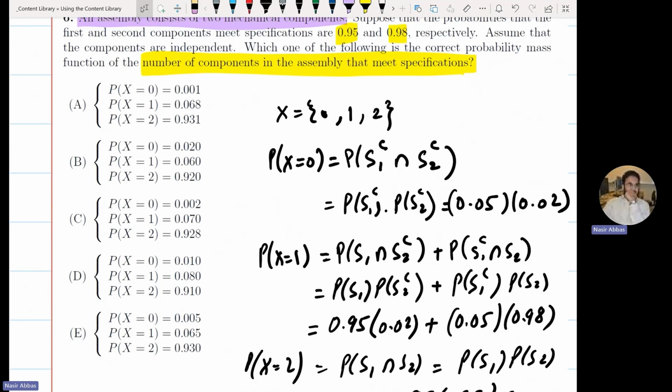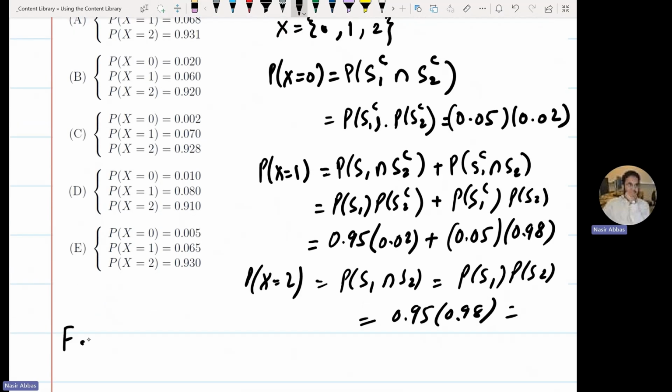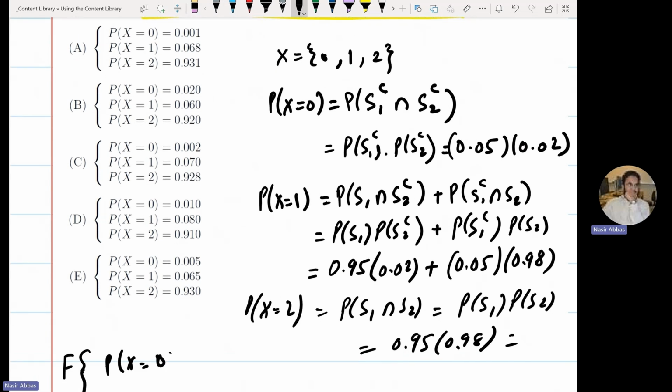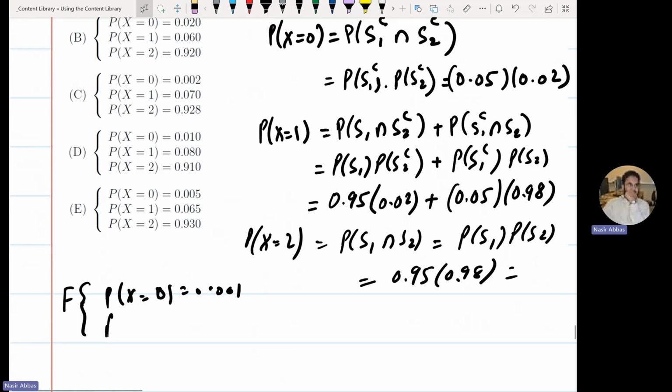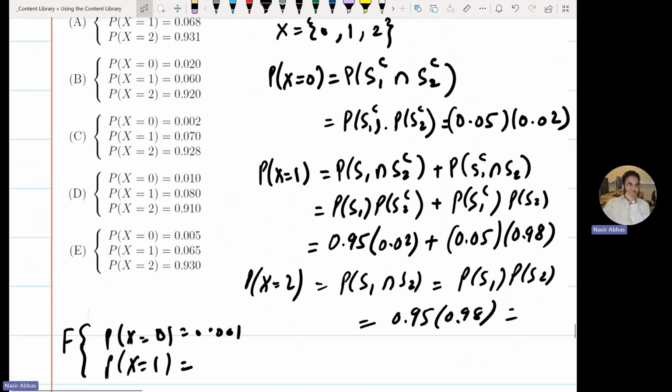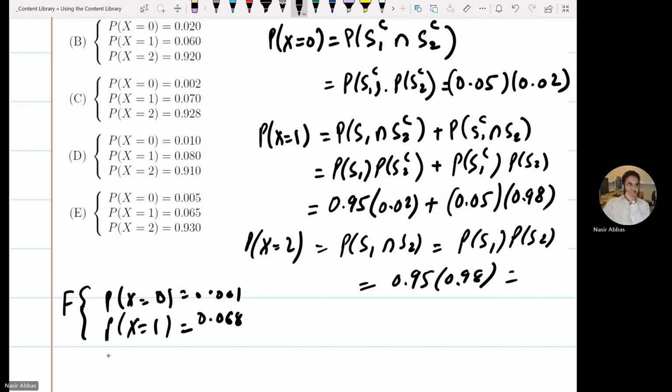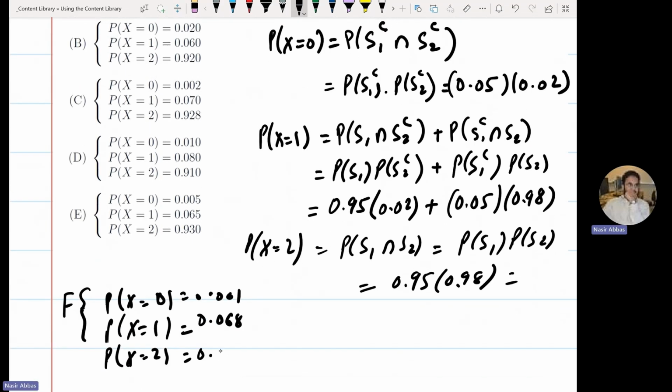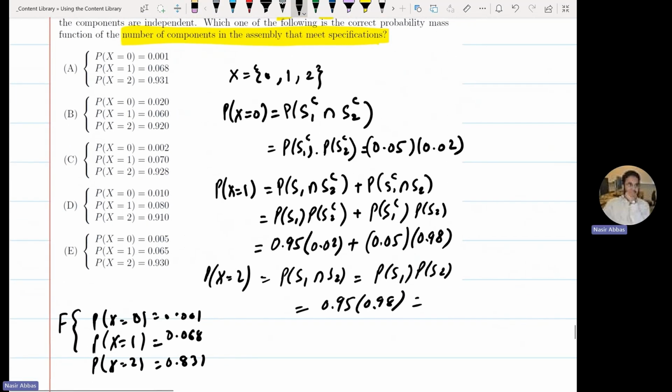What if there was another option here? Probability X equals 0 equals 0.001. X equals 1 equals 0.068. And probability X equals 2 equals 0.831. Now, in the presence of option F, you check only the first two. Only the first two are true for this and also for this.